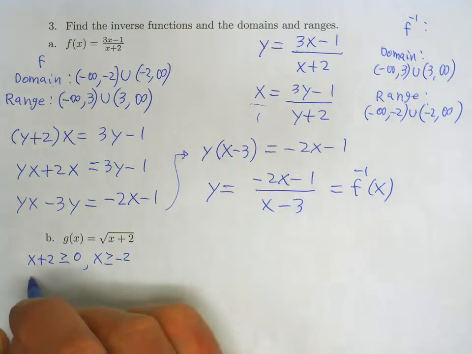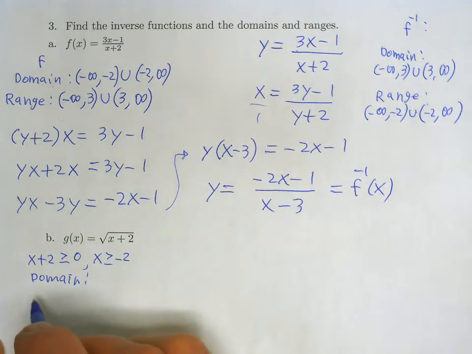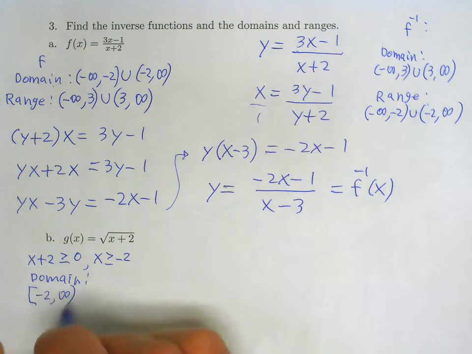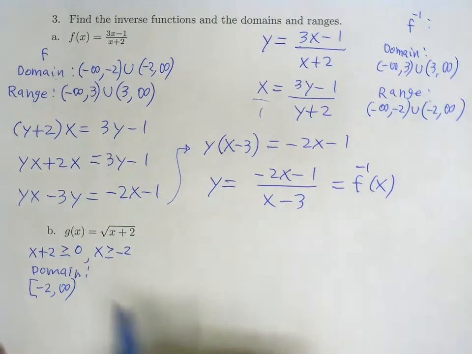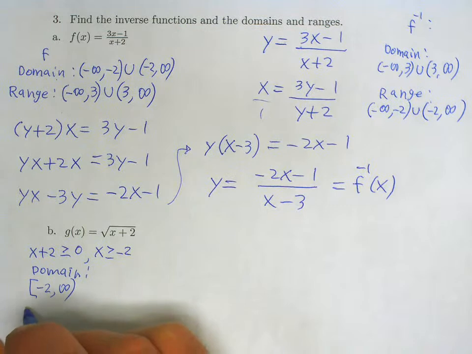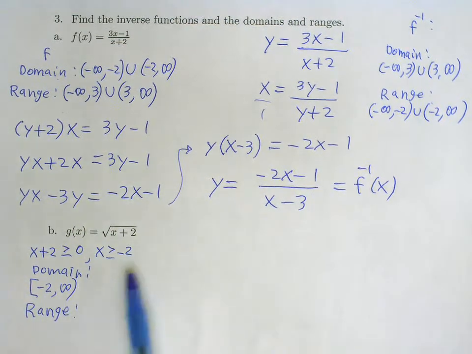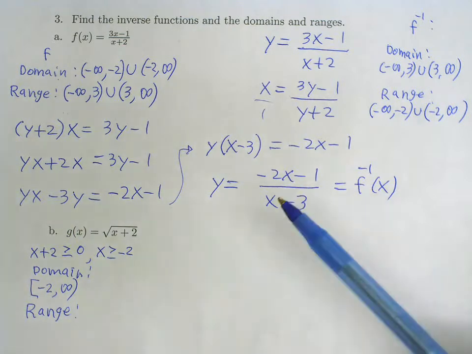So the domain of g in interval notation is bracket -2 comma infinity. We can tell what the range is just by what we know about square roots, and the radicand is linear. x plus 2 is a linear expression.